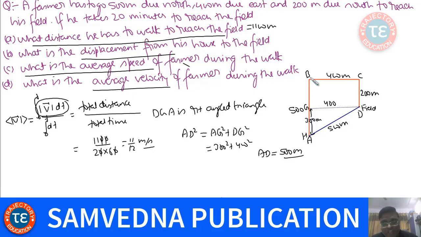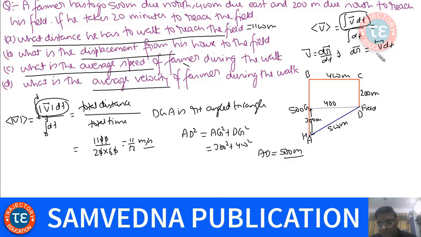And what is the average velocity? This will come out to be displacement. You know this, that v is dr by dt. So the integral of dr is going to be the integral of v dt. So delta r means the final minus initial position vector. So this is your delta r vector basically. The vector from A to D is delta r vector.